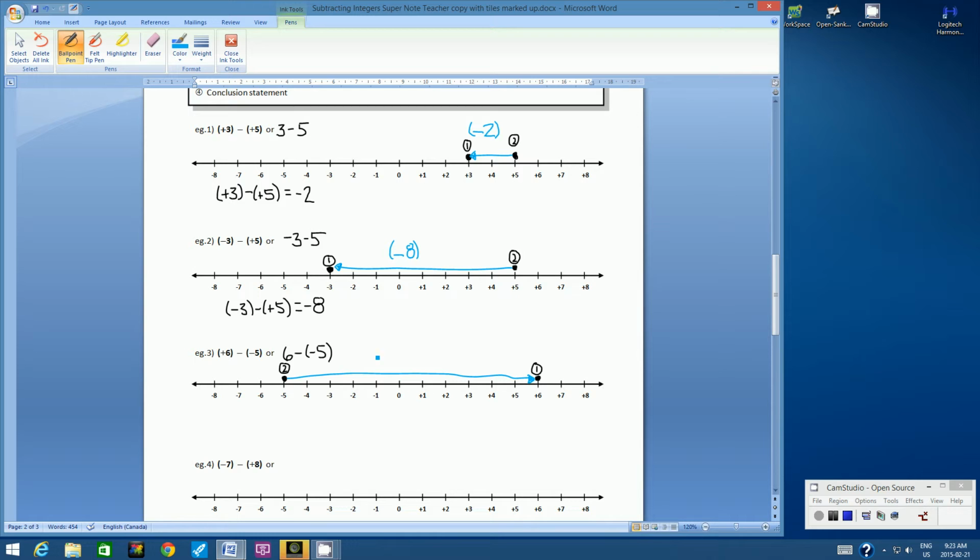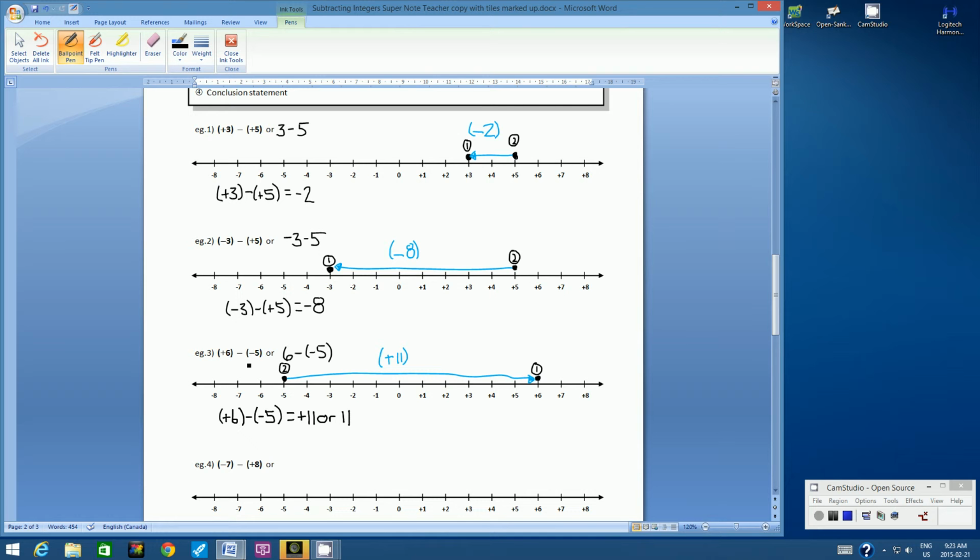Now, what direction did we move? From the second integer to the first, we moved to the right. So the right is always positive. How many steps did we move? Let's use hops. 1, 2, 3, 4, 5, 6, 7, 8, 9, 10, 11. So we hopped 11 spots. Our distance was 11. Okay? All right, let's write our conclusion statement. Therefore, positive 6 subtract negative 5 equals positive 11, or simply 11. Okay?